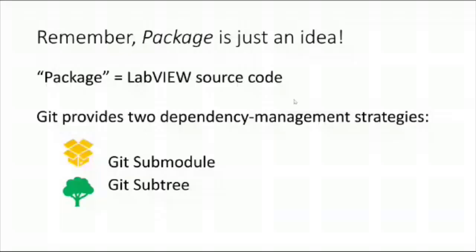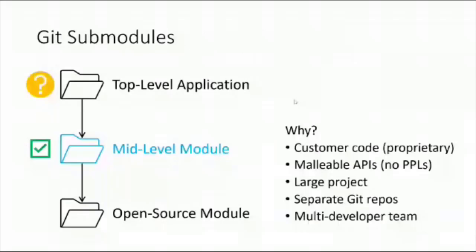Right? So if a package is just LabVIEW source code, and we're already putting the source code in Git and controlling it and merging to master when it's released, maybe even tagging it with a semantic version number, Git gives us two dependency management strategies. Submodule and Subtree are both Git commands that already exist. We just had to discover them. Mostly Steve. No. Right. So Git submodules, we've experimented with both of these, and we found that Git submodules really address the middle use case.